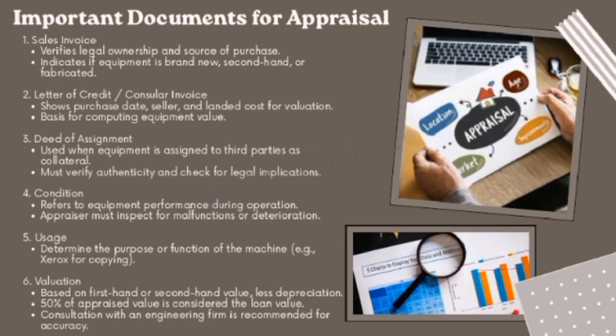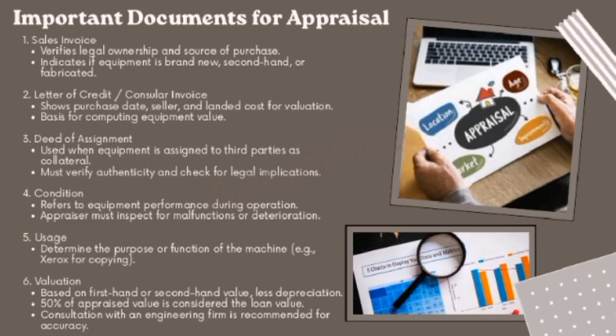Deed of assignment. Used when the equipment is assigned as collateral to a third party, requiring verification of its authenticity and legal status. An example would be a deed of assignment used when equipment is used as security for a loan, ensuring proper legal transfer.